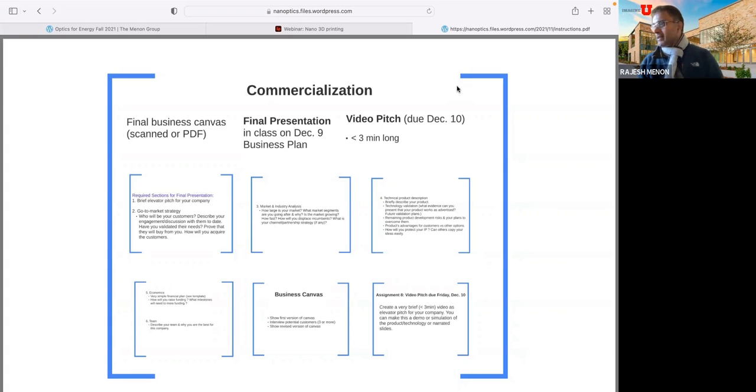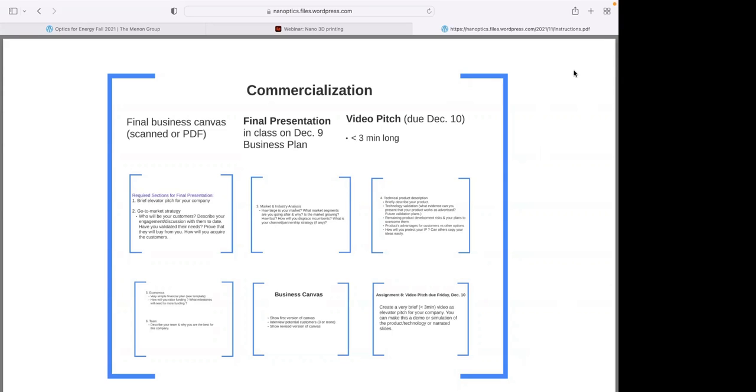Okay, Andrew. I see Andrew and Jared. Oh yeah, Yusuf's here too. Great.